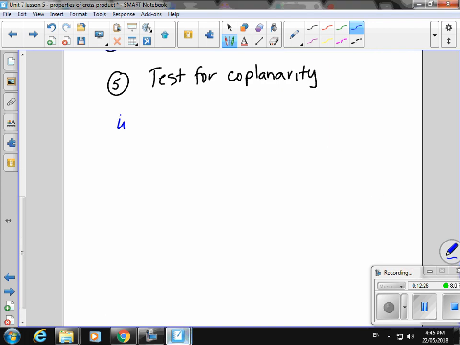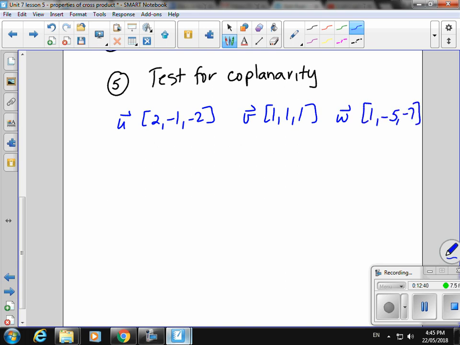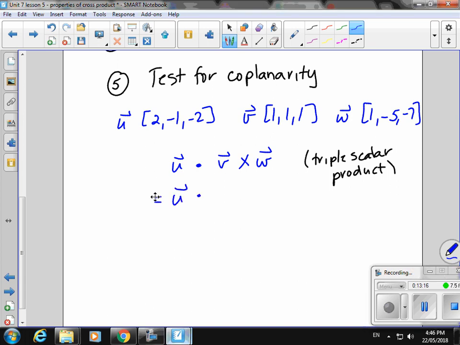Let's have a look at vectors u, 2, negative 1, negative 2, v, 1, 1, 1, and w, 1, negative 5, negative 7. We're going to look at u dot v cross w, called the triple scalar product. Actually, you'll never be asked for that name, but I'll give it to you. All right. So I would like to find u dot this vector v cross w.